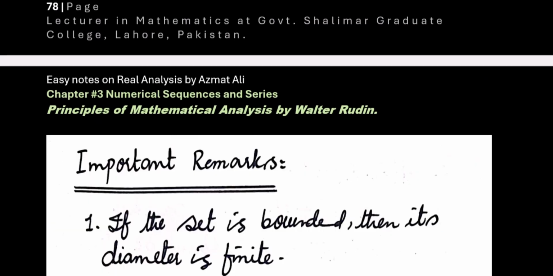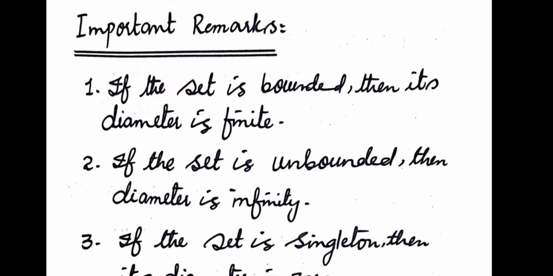There are some important remarks about diameter. If your set E is bounded, then its diameter is always finite. If your set E is unbounded, then your diameter is infinite.